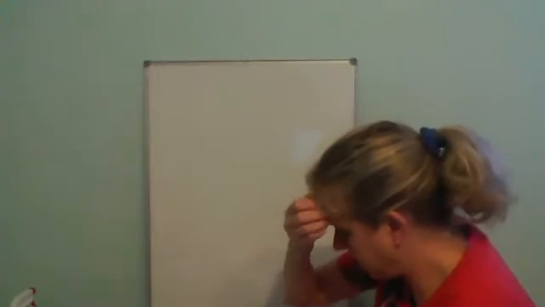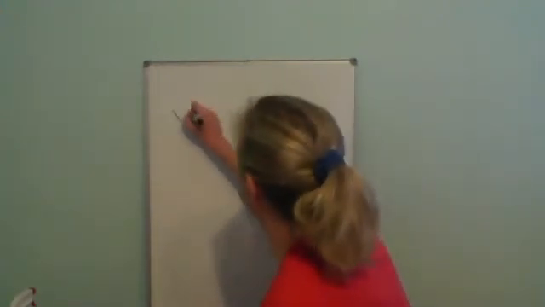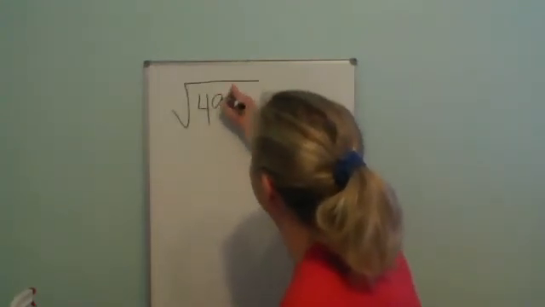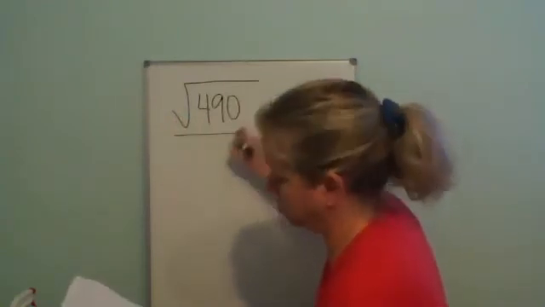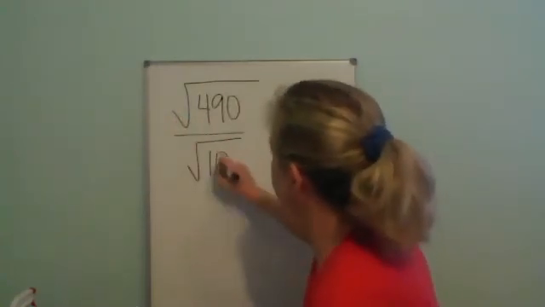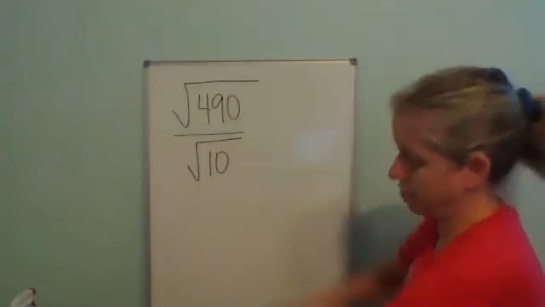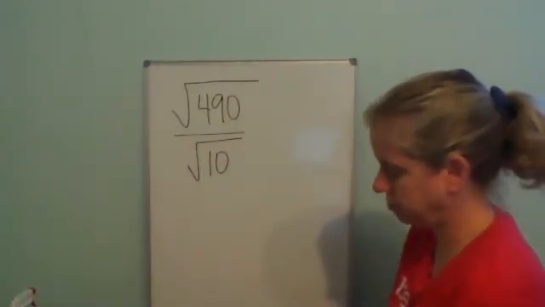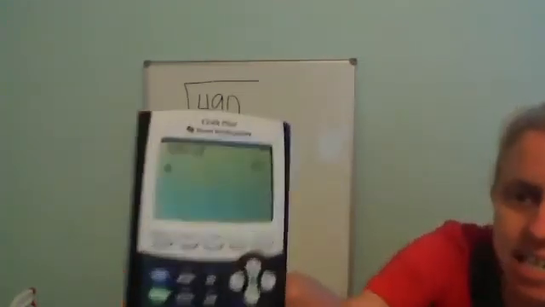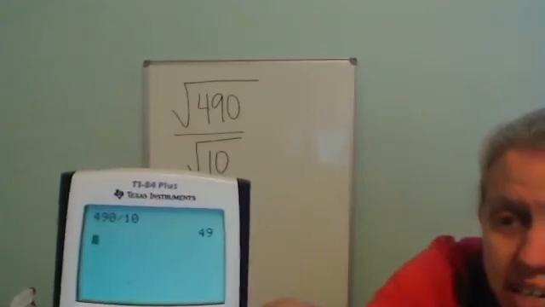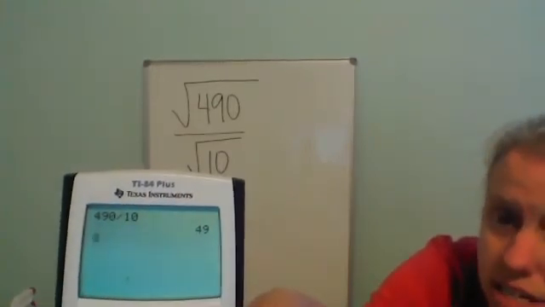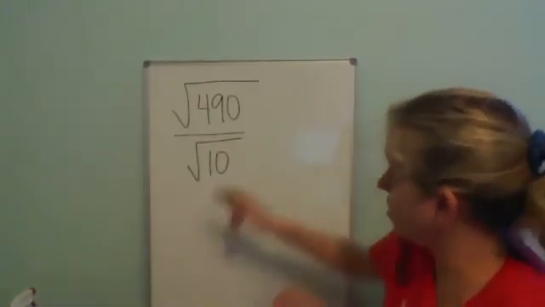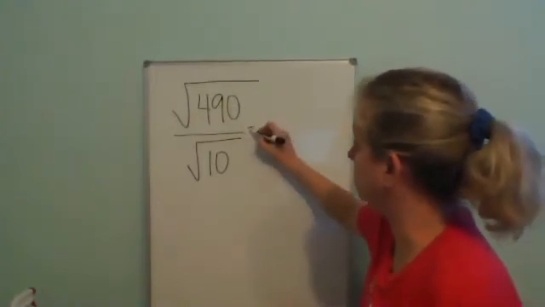Number 14, divide and simplify. The square root of 490 over the square root of 10. So if you have a fraction, the first thing you're going to do is see if 490 does divide by 10. Does it divide evenly? It does, which makes this a much easier problem. Just go ahead and divide the top by the bottom.